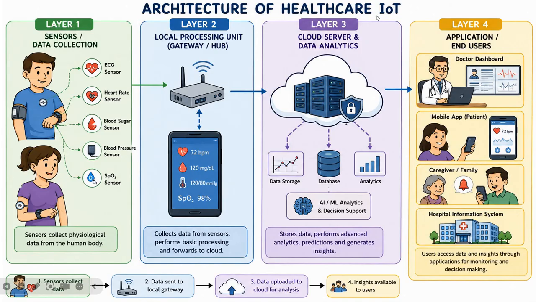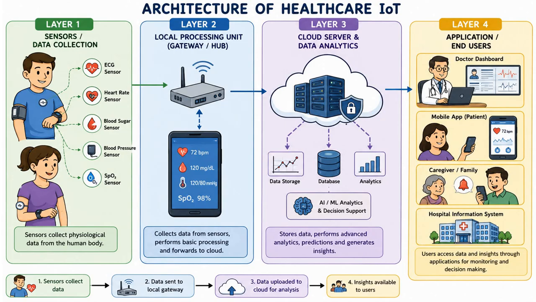Next, we'll see the architecture of healthcare IoT. Here the architecture of the healthcare Internet of Things is divided into 4 layers. These layers work together to collect the health data from the patients, process and analyze the data, and provide useful information to the doctors, hospitals, caregivers, and patients.